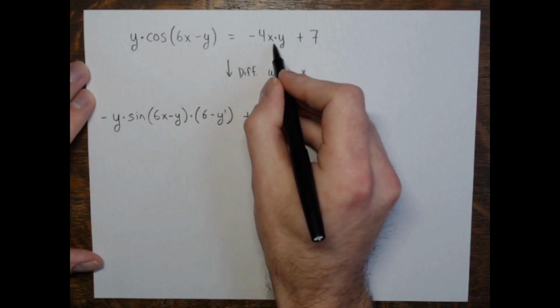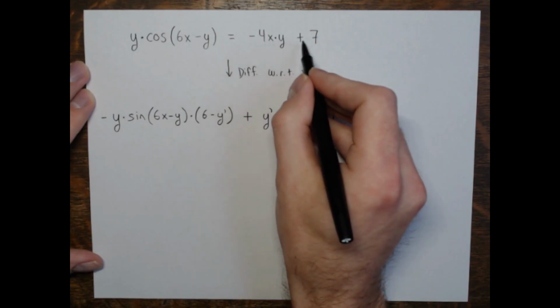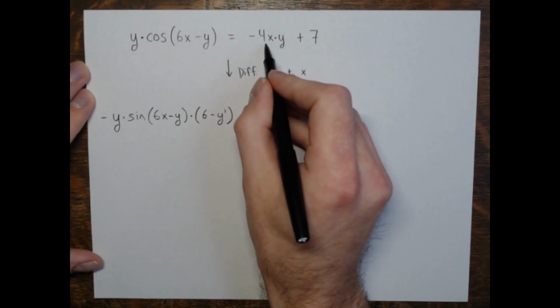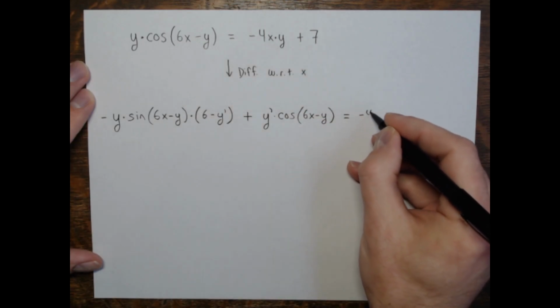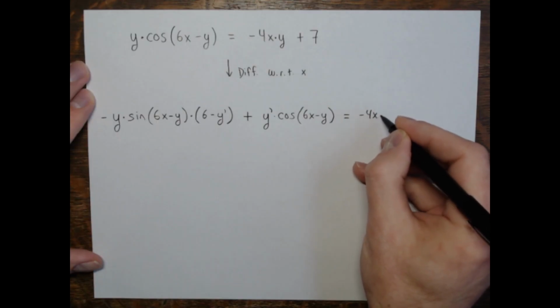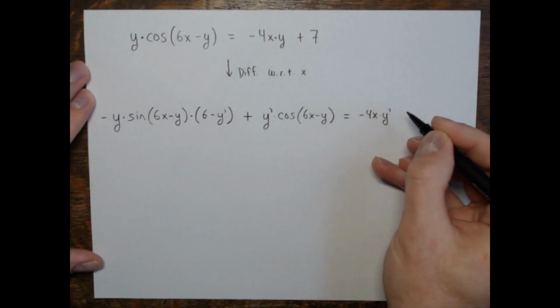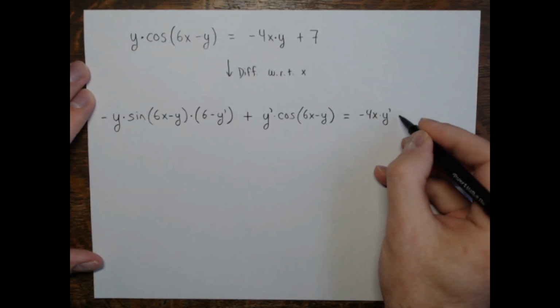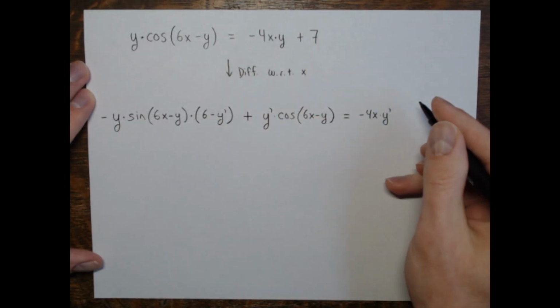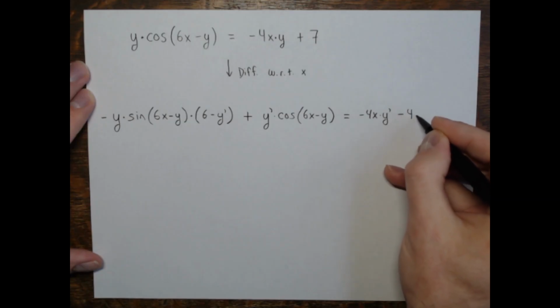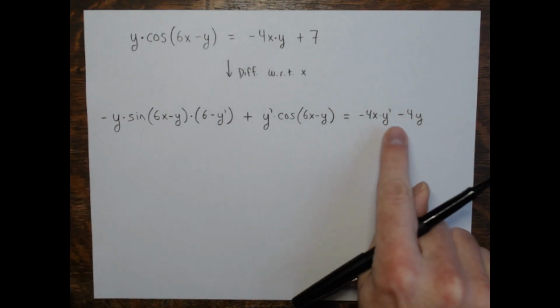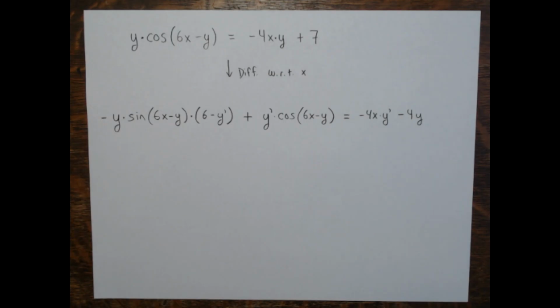But I'm doing the product rule. The derivative of 7 would be 0. So I'm doing the product rule again. So it'll be negative 4x, leave the first factor alone, times the derivative of the second, so times y prime, and then plus the derivative of the first factor, which is negative 4, times y left alone. All right, so there's the right side.